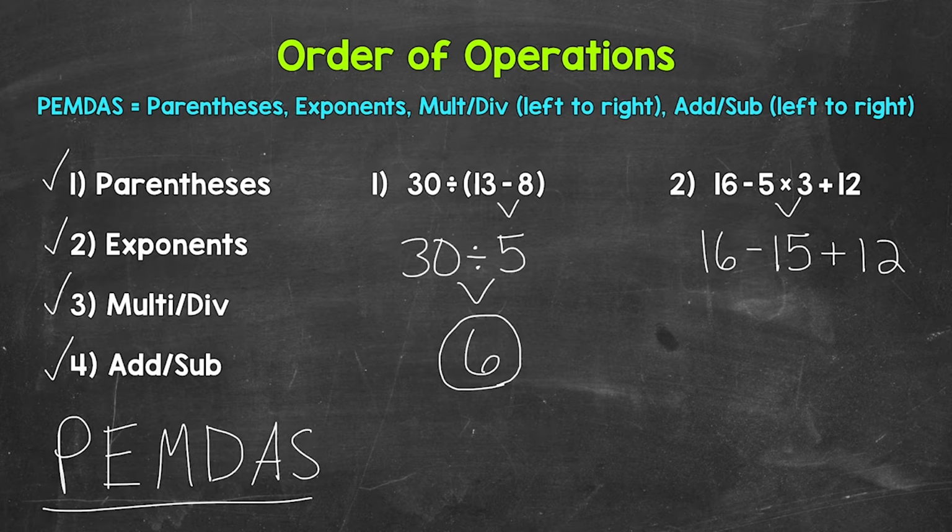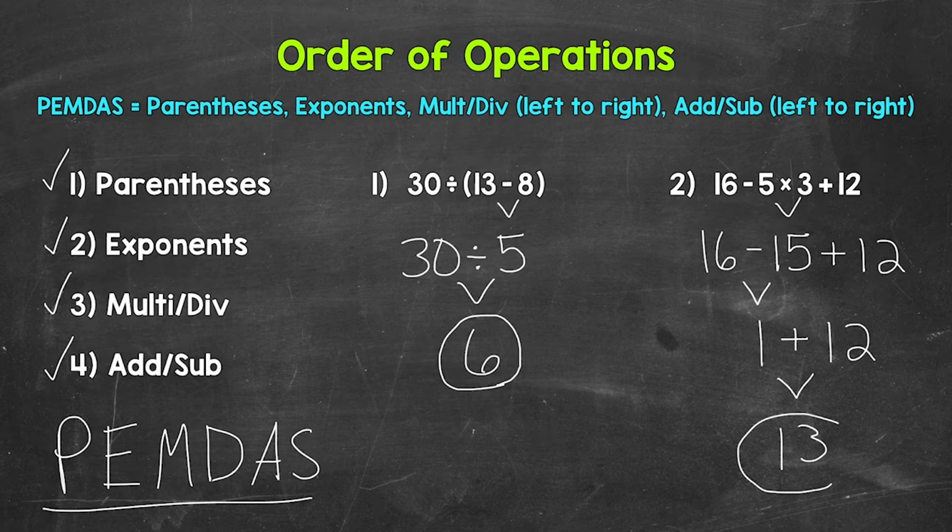When working from left to right, we need to do subtraction first here. So 16 minus 15 is 1. Bring down everything we did not use, so plus 12. And now we have 1 plus 12. We only have one operation left, so that's what we need to do. We need to add. 1 plus 12 is 13. And that is our final answer.